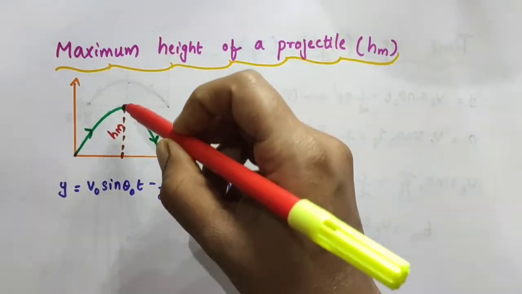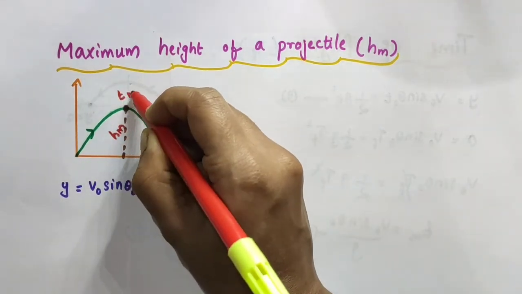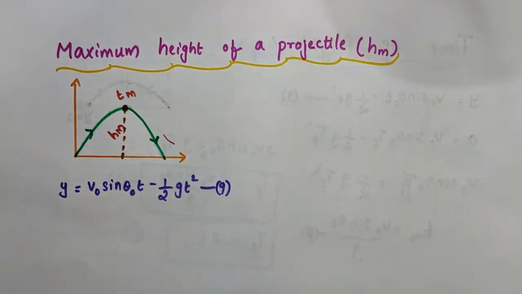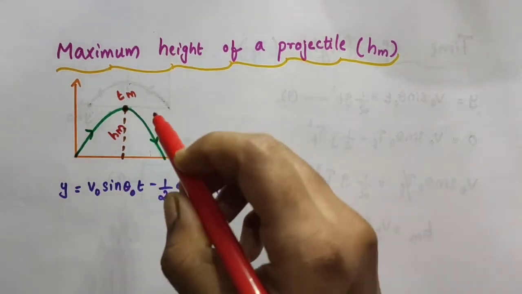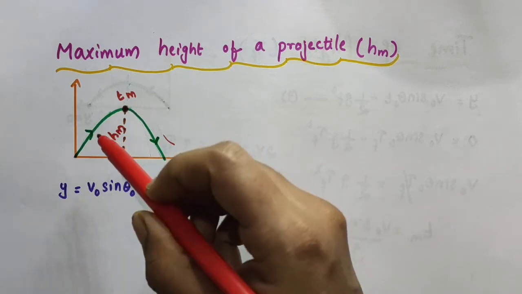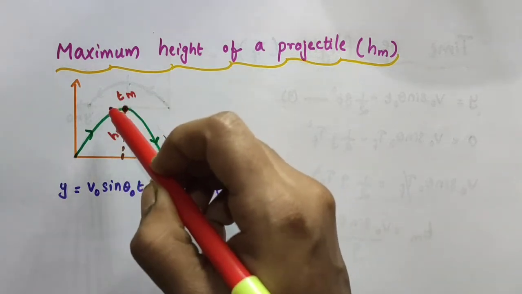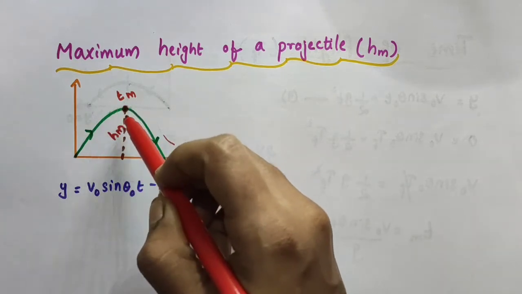So it is actually the height reached by the projectile by taking a time Tm, because Tm is the time taken by the projectile to reach its maximum height. So we can say that the maximum height of the projectile is the height reached by the projectile by taking a time Tm, where Tm is the time taken by the projectile to reach its maximum height.